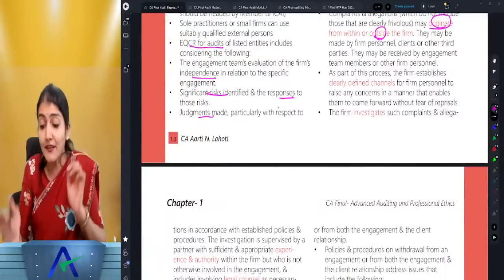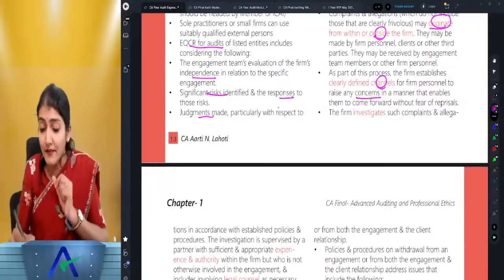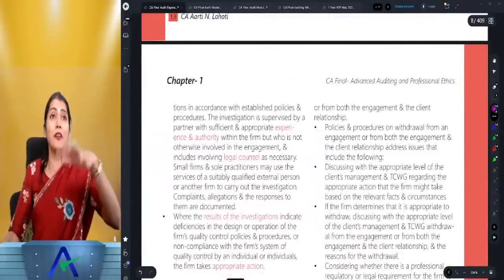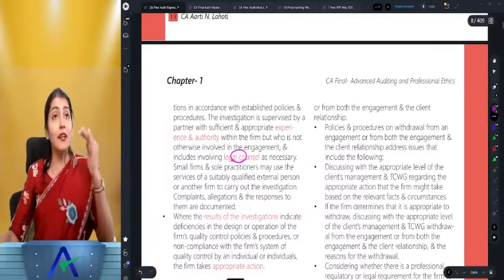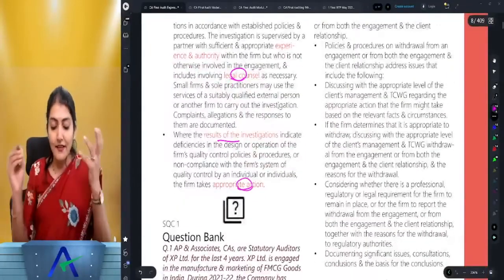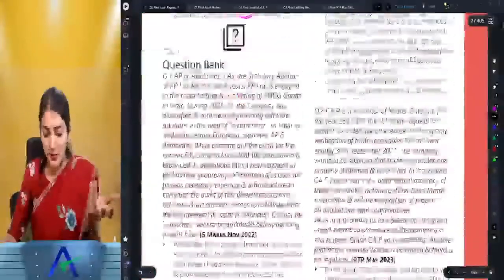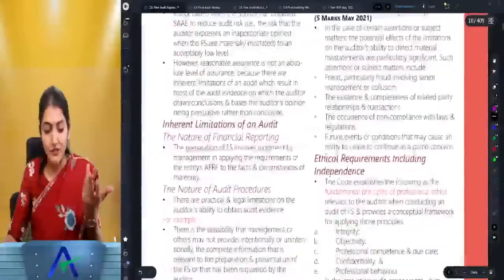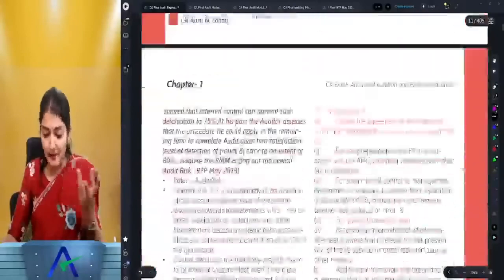Right, then there should be clearly defined channels as to how you can raise your concern. Then once the concern is received, it needs to be investigated by a person other than the person who has been involved in that particular audit. If required, you can also take the help of the legal counsel. Then whatever are the results of the investigation, based on that the appropriate action should be taken. And then after that, you have a few additional questions over there. Right, inherent limitations of an audit, professional skepticism, right?